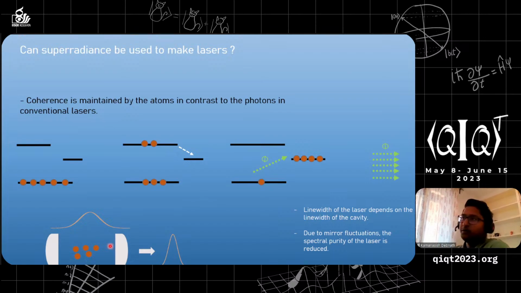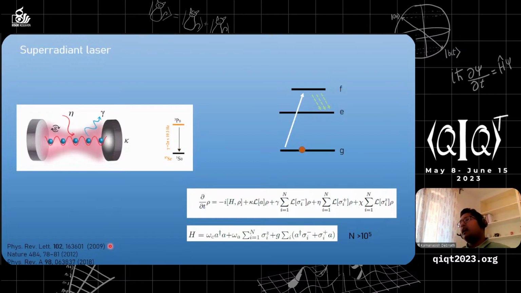And that's why we would like to answer how we can use superradiance to make lasers. Now, this is one of the cases. There are references if you want to dive in. So, a bit more in detail.